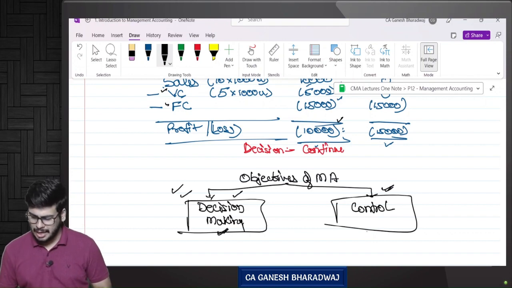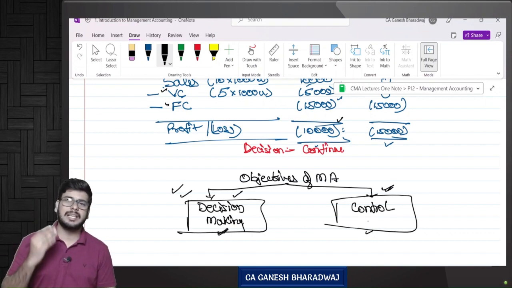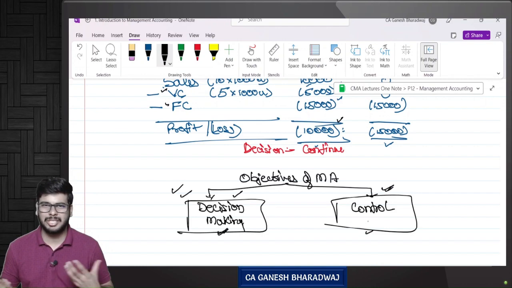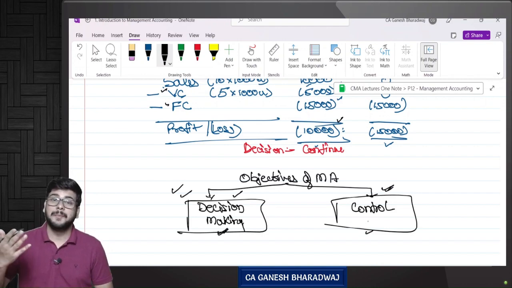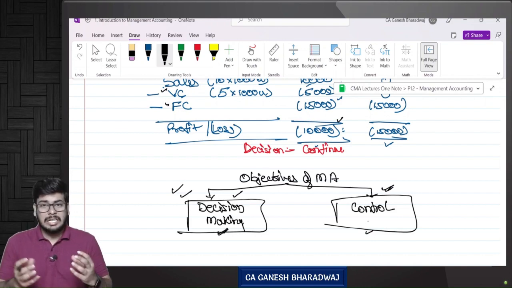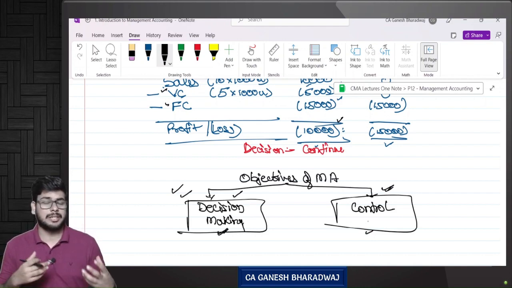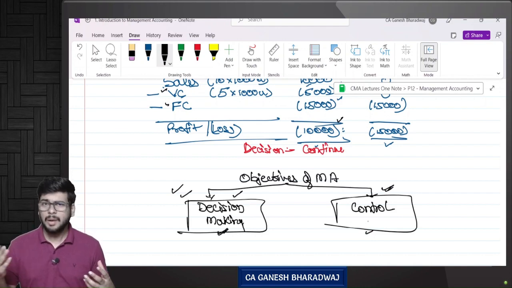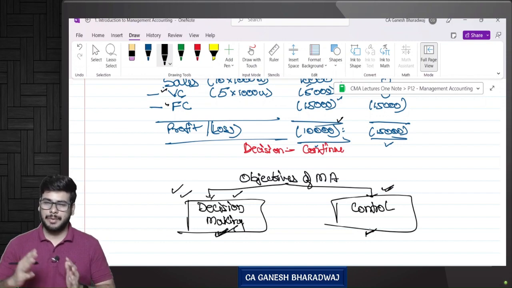Some chapters will help achieve the control objective, like standard costing. So there is a chapter called standard costing. Then you have a chapter called transfer pricing, and certain chapters like transfer pricing and budgets and budgetary control help achieve both the objectives of decision making and control. How and all, it's too early to see about all those things right now.